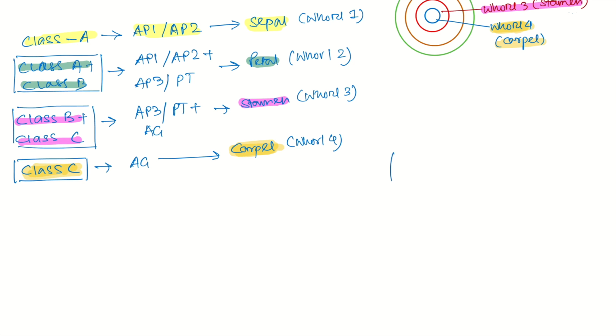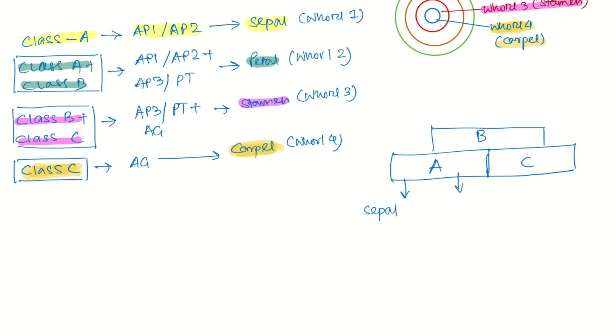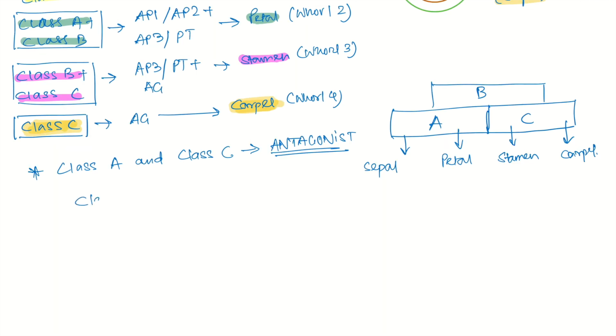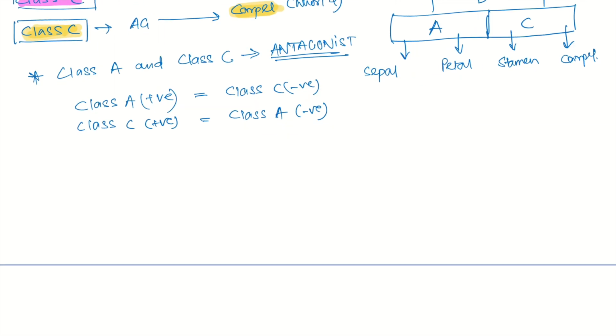Now these things are very important while studying deletion mutations. Okay, now let's say this is class A, C and B genes. When class A is only present, that will develop into sepal. When A and B both are present, that will develop into petal. When B and C both are present, that will develop into stamen. And when C only is present, that will develop into carpel. Now here one thing is very important, that class A and class C are antagonistic. That means when class A is present, class C will be absent. If class C is present, that means class A is absent.